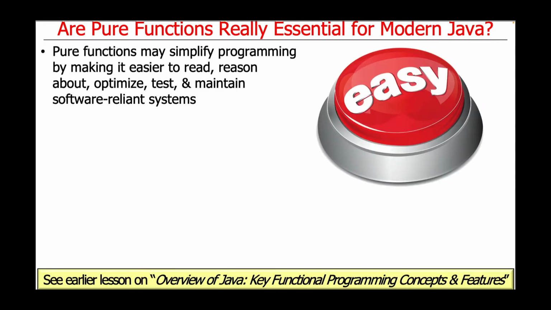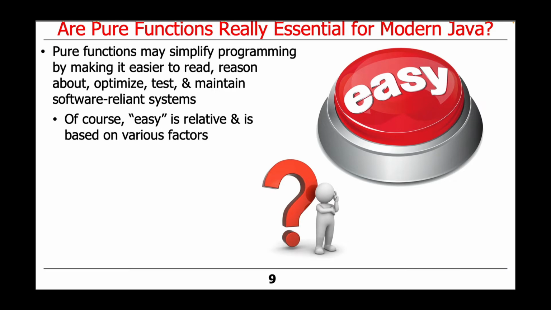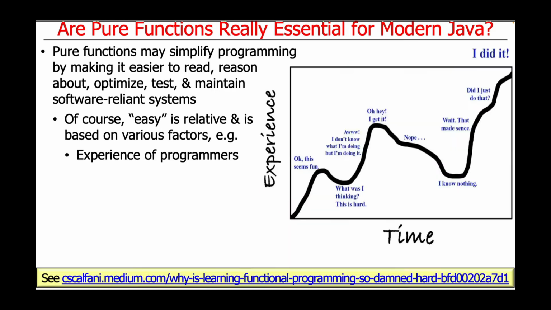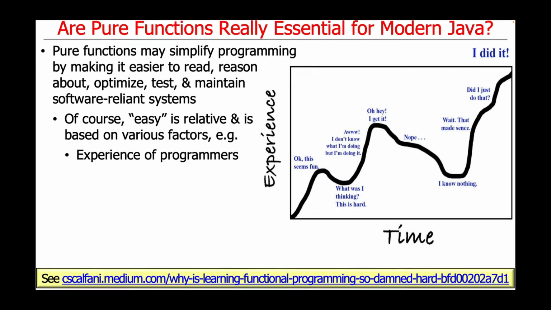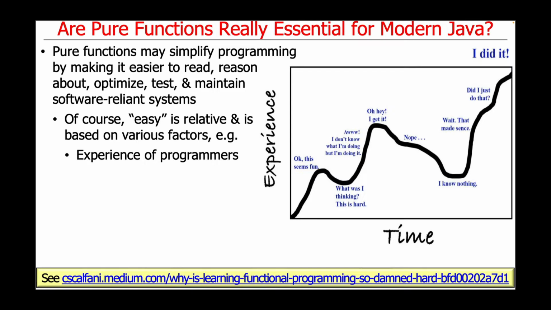Pure functions may simplify programming by making it easier to read, reason about, optimize, test, and maintain software-reliant systems. Of course, easy is relative and is based on various factors. One factor is the experience of programmers. If programmers are well-versed in the patterns and best practices of functional programming, they should find it easy to apply pure functions to simplify their programming tasks. As with any other skill, however, there's a learning curve associated with mastering the use of pure functions.